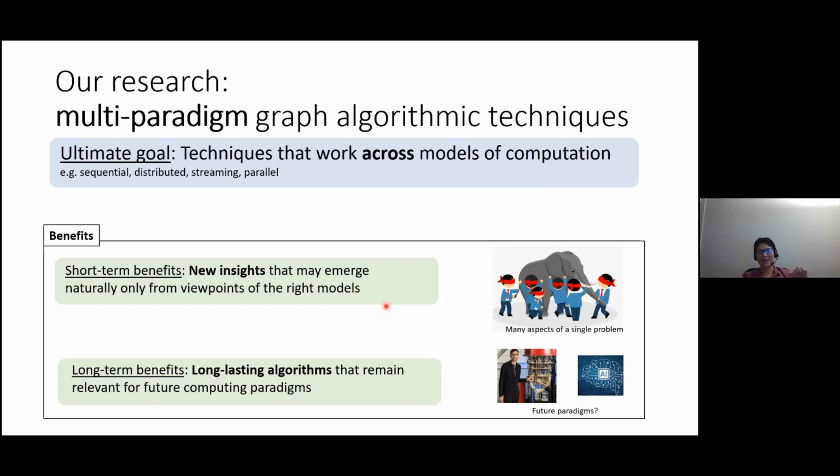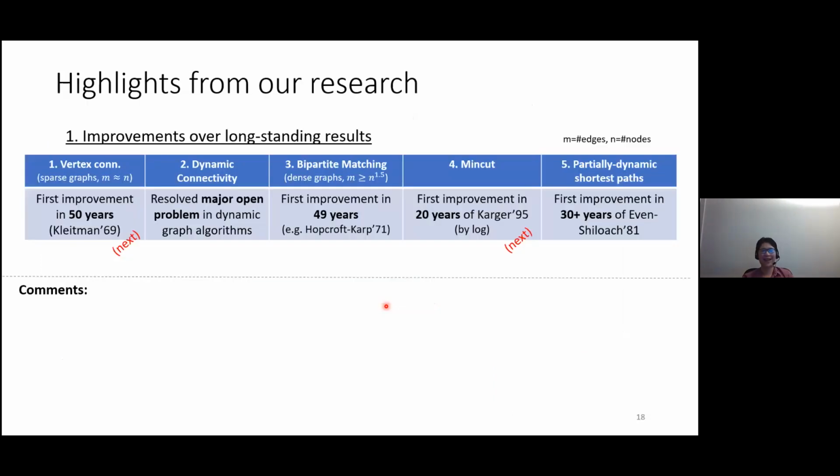But that's probably not convincing, right? So maybe let me just tell you what we have achieved so far. Hopefully that is more convincing that this research methodology actually works, at least so far. Here are some of the results that we have achieved. If you care about improving long-standing questions, here are some examples of what we could achieve. The first problem is called vertex connectivity, which I will talk about a little more later. The best running time for this problem dates back 50 years, and now we could get something better.